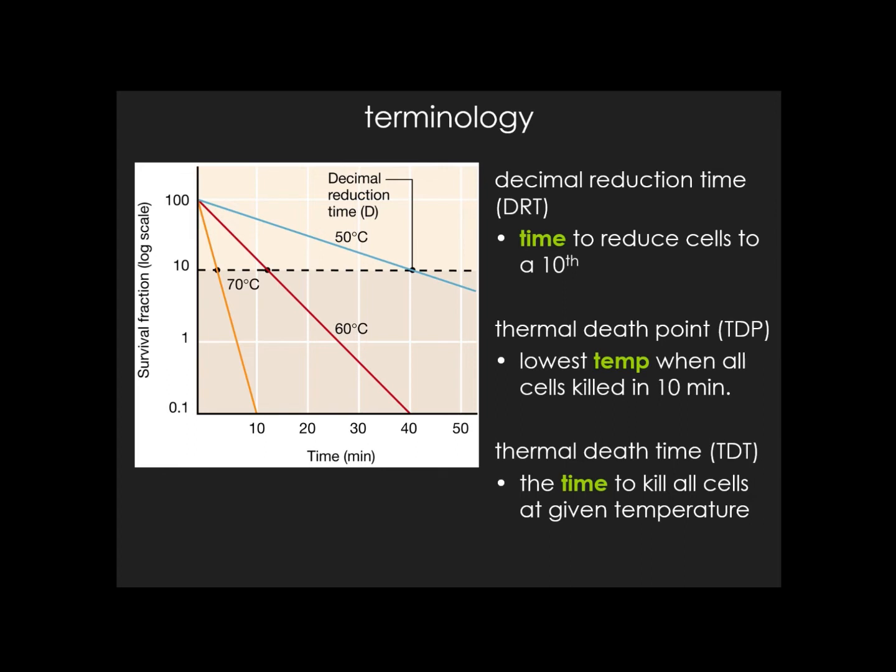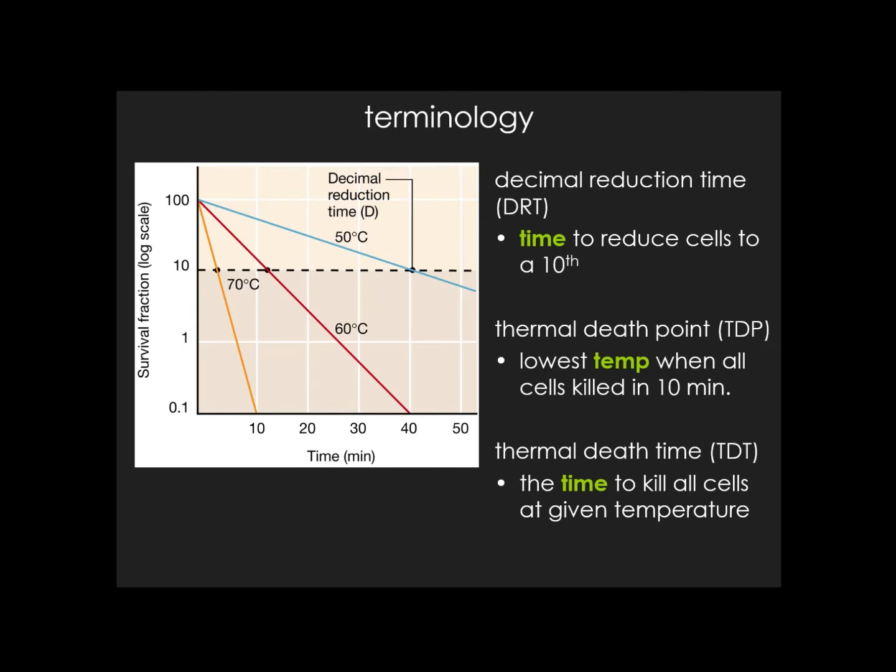Unfortunately, for thermal death time, with these three temperatures, we're unable to determine the time it takes to kill microbes at all of the temperatures, because at 50 degrees, we do not have a point in time where the culture has been sterilized. However, we can determine the thermal death time for both 60 degrees and 70 degrees, because that's simply the point at which the line crosses the x-axis. So at 60 degrees Celsius, the thermal death time would be 40 minutes, and at 70 degrees Celsius, the thermal death time would be 10 minutes.